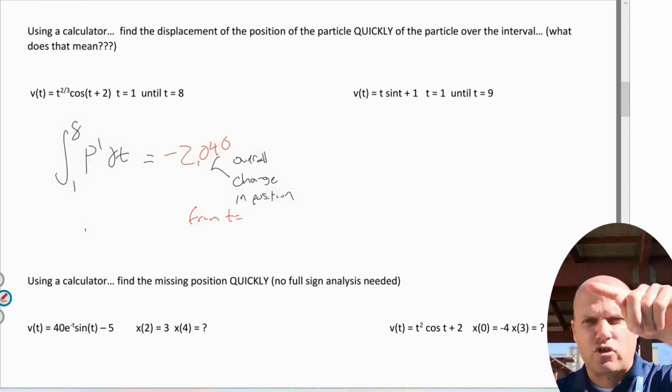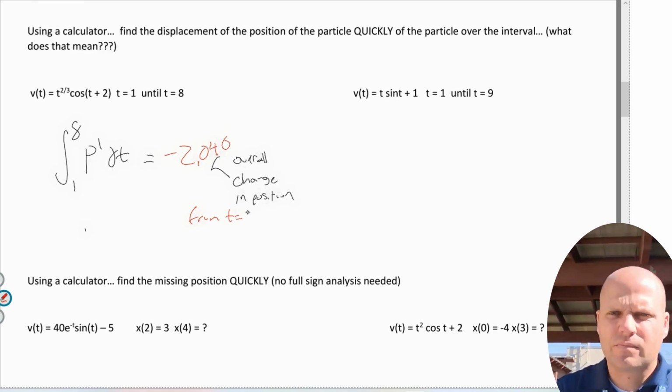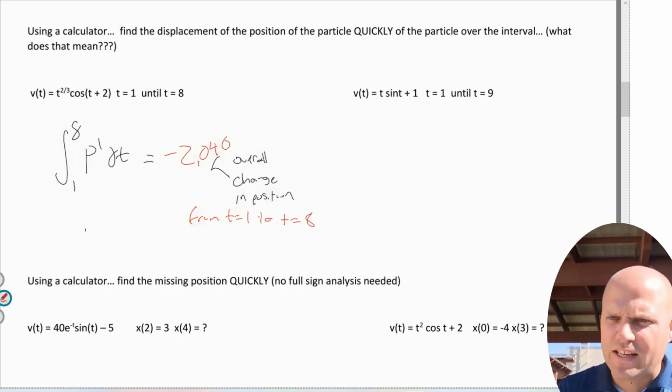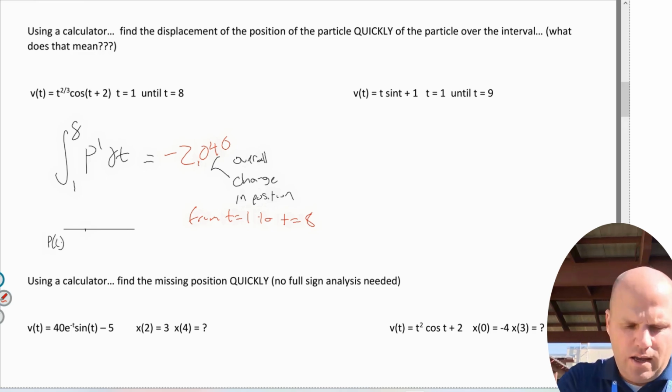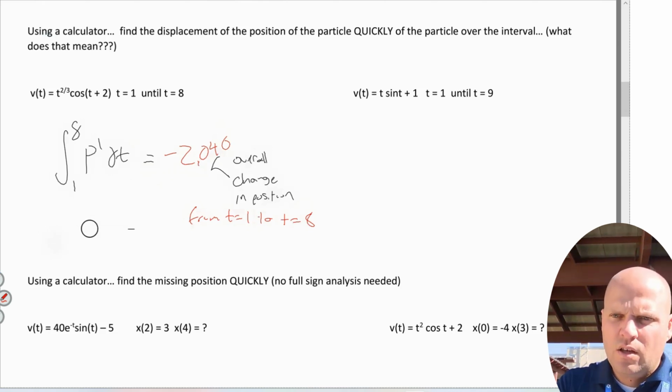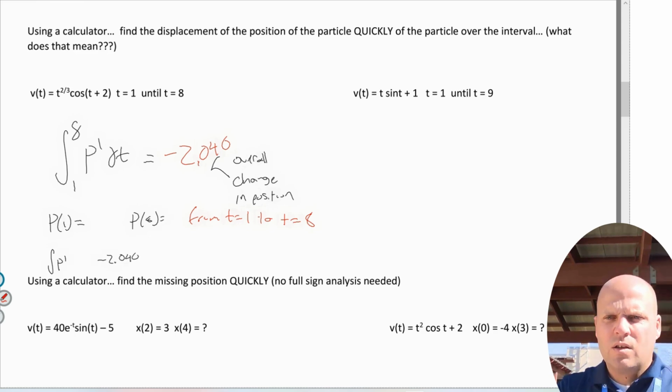Again, it's about that triangle of numbers that work together, which is going to be important for next class. If we knew the position at time 1, I'll just write it down without the sign analysis. If I knew the position at time 1 and I knew the position at time 8, I know that they would be 2.04 away from each other.